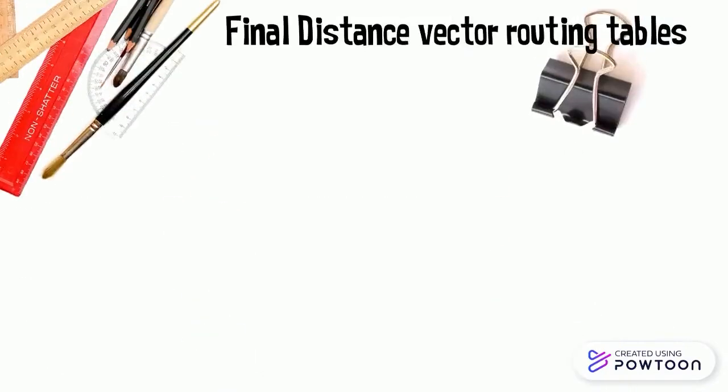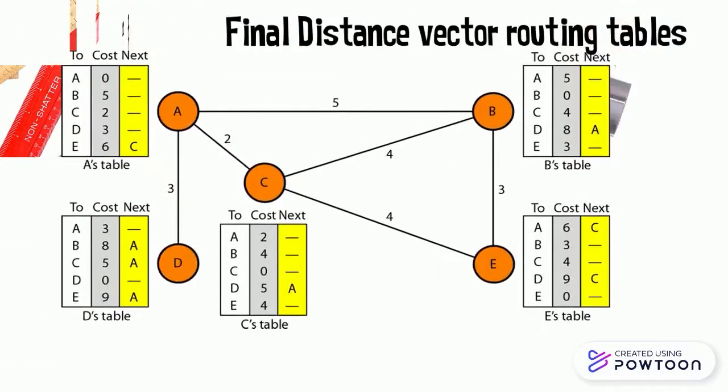Now let's talk more about initialization of tables in distance vector routing, or DVR. Note that the distance of any entry that is not a neighbor is marked as infinite or unreachable. The whole idea of DVR is the sharing of information between neighbors.